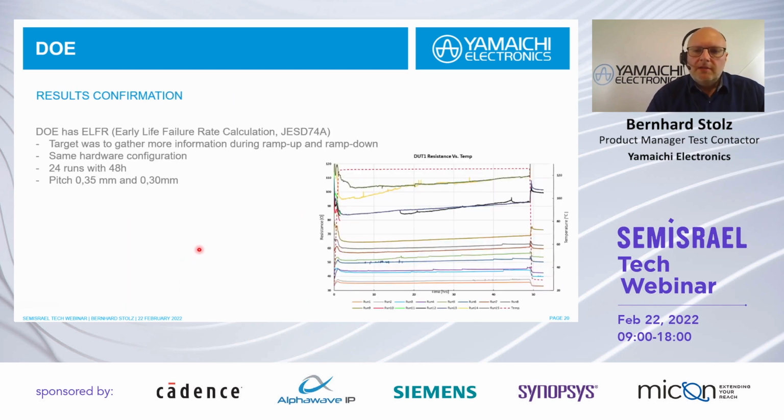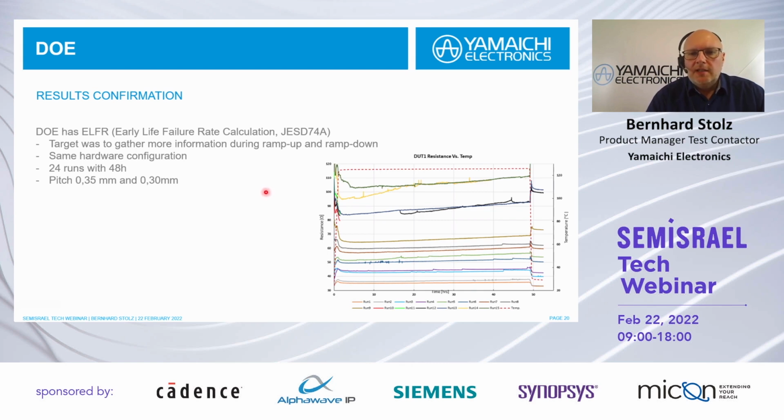Yeah, as I mentioned, we saw a kind of high resistance when we have a ramp up, and also during our ramp ups we had this kind of increase of contact resistance. So this was of course very interesting for us to see what is actually happening there, and is this just a phenomenon which occurs randomly, or is this something we can confirm? And therefore we made a similar DOE with ELFR conditions. So it's also defined in the JEDEC, so early life failure rate calculation.